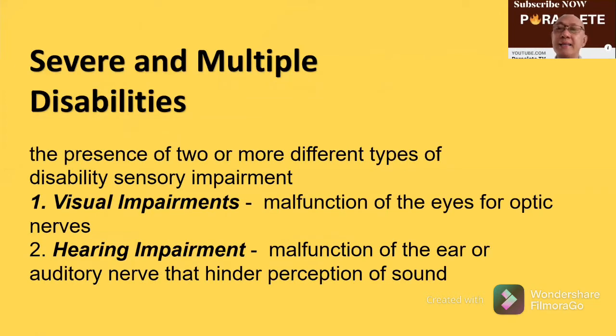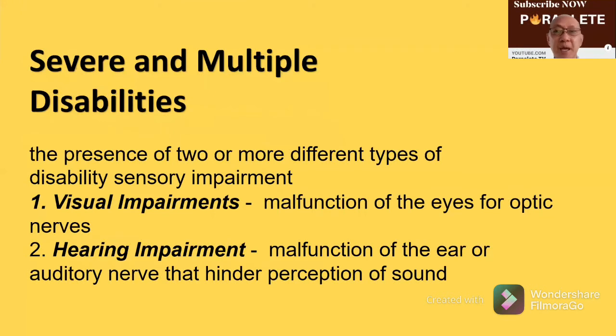Now, in this discussion, we have also the so-called severe and multiple disabilities. When we speak about severe and multiple disabilities, these are the disabilities encountered by students who have multiple disabilities, or the pupils having them have two or more different types of disability. And we can also say that disability is under sensory impairment. And under this, we have two. We have the so-called visual impairments, and we have also the hearing impairments.